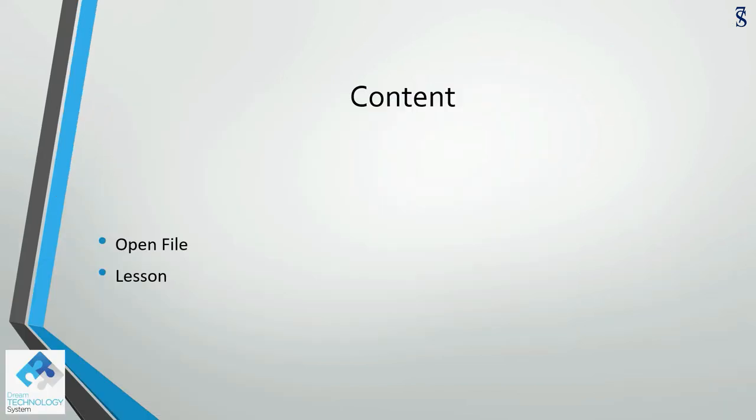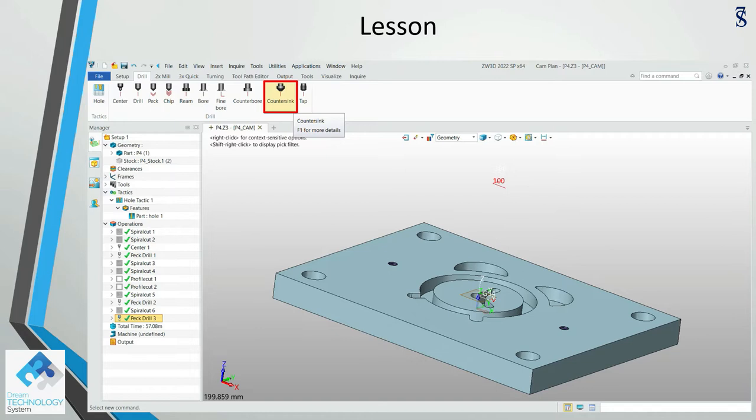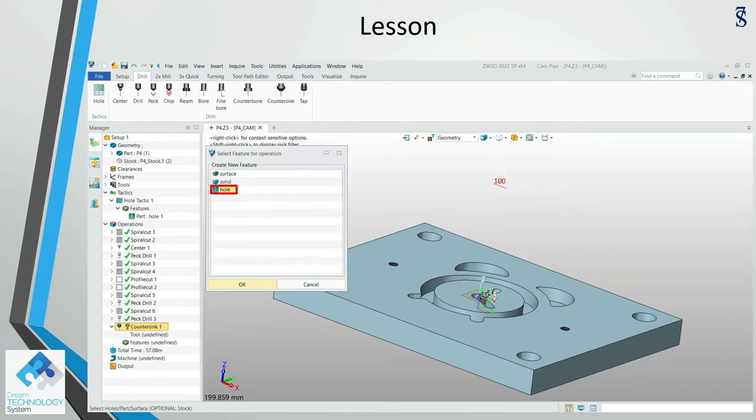As usual, we need to open the previous lesson file and continue what we're going to learn today. This is the result from the previous lesson. We have drilled the hole. We will continue with countersink today and tapping at a later time. So we select countersink, create, holes, and OK.